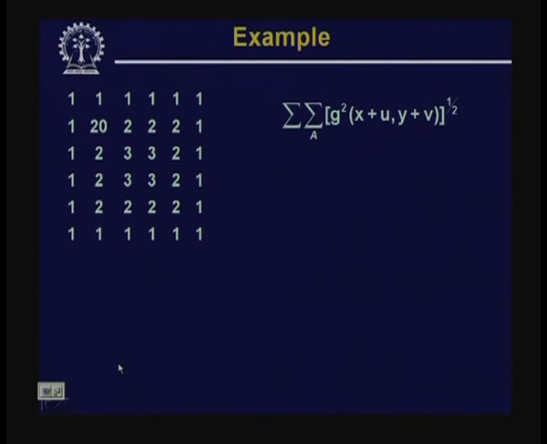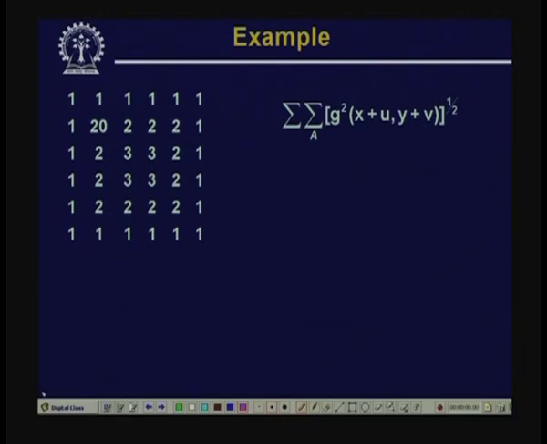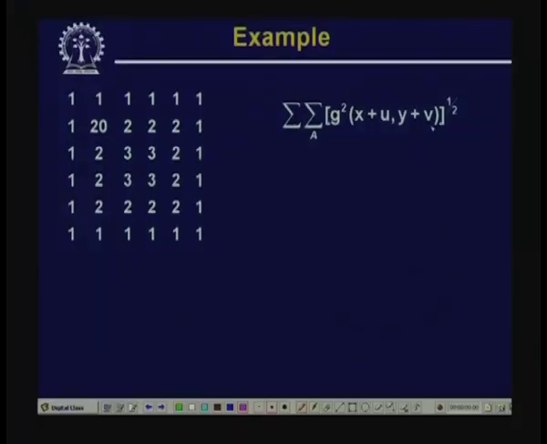So, what we have to do is compute the normalized cross correlation value. For computation of the normalized cross correlation, we have to compute this particular component, that is, g square x plus u, y plus v, double summation over the region A, and the square root of that. This is the one that we have to compute for all possible shifts in the given image G, and we have to normalize the cross correlation that we compute with the help of this quantity.